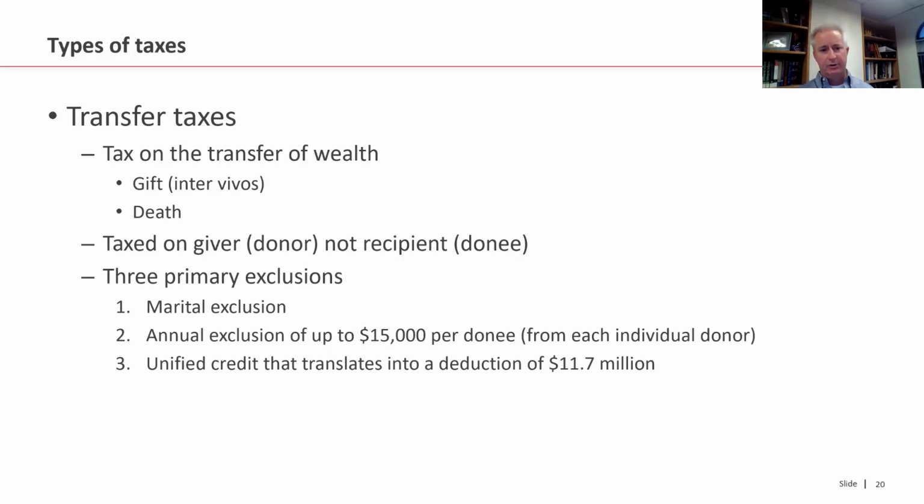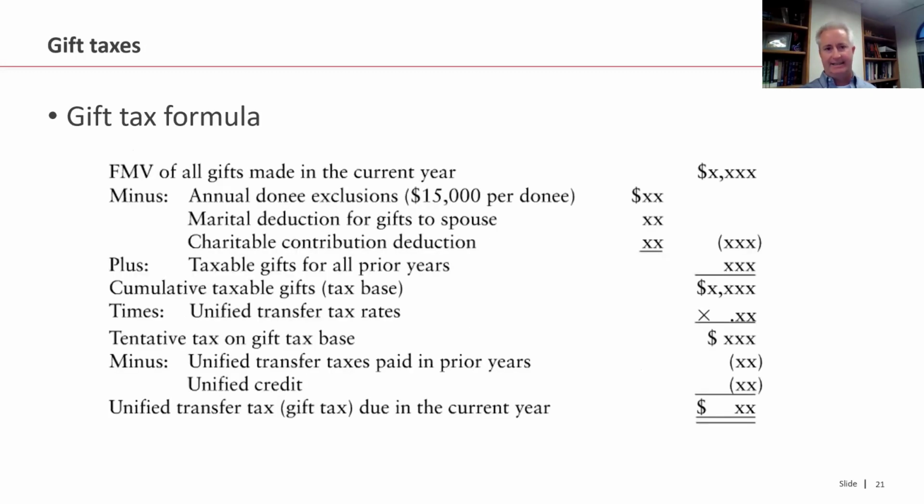And then the other big exclusion is what's called the unified credit. We'll see how that unified credit applies to both estate and gift taxes, but it basically translates into a deduction of 11.7 million. So what that means is your total taxable transfers would need to exceed 11.7 million before you pay any taxes. So as a result, this really is only a tax on the affluent. The vast majority of us never accumulate wealth anywhere near that amount, and generally would never be subject to gift or estate taxes in any way.